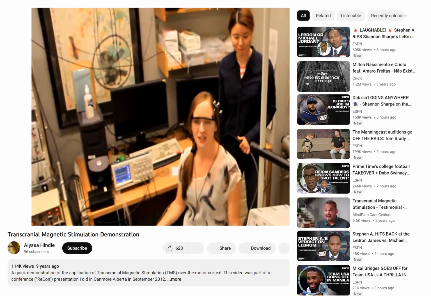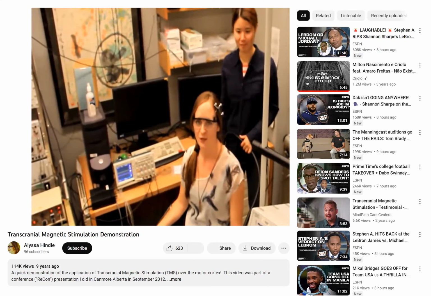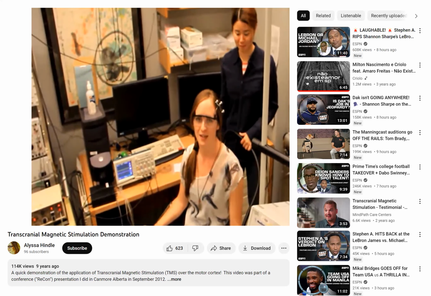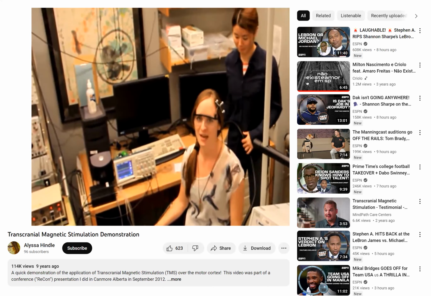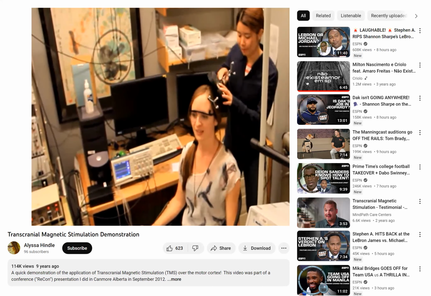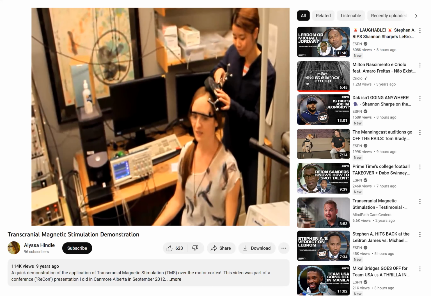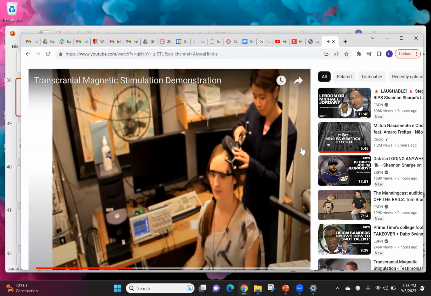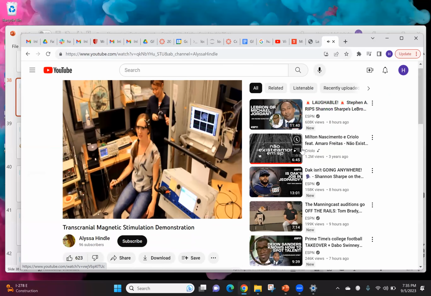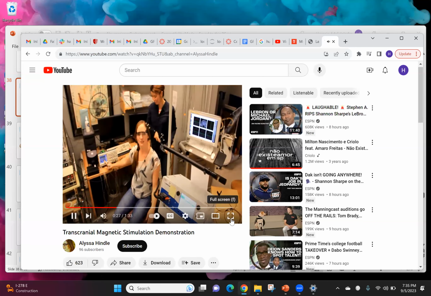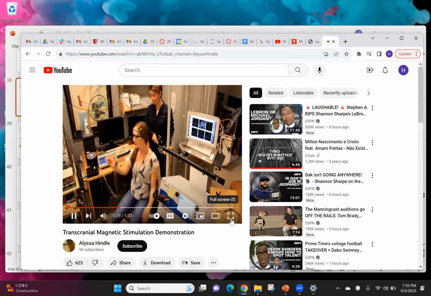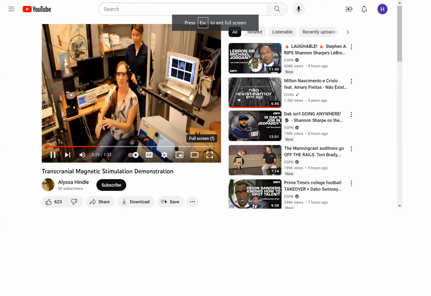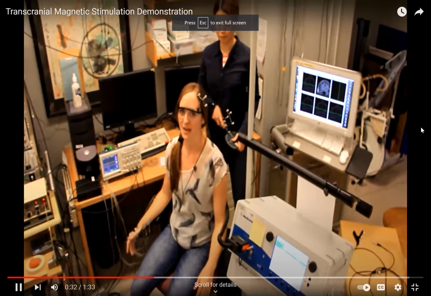So first thing, Yoshi's going to put the magnetic coil over top of the area of my motor cortex that's responsible for the muscles of my hand and forearm. When she's there, she's going to deliver a magnetic pulse. Oh, and you probably saw my arm twitch there. And we can also see this response over here on the oscilloscope because we've measured it using the EMG electrodes over the muscles of my hand and forearm.